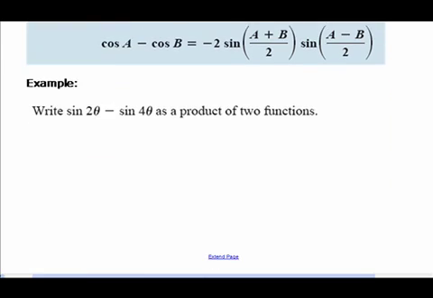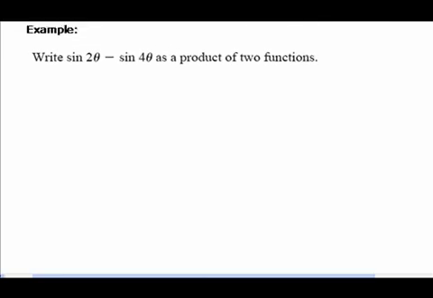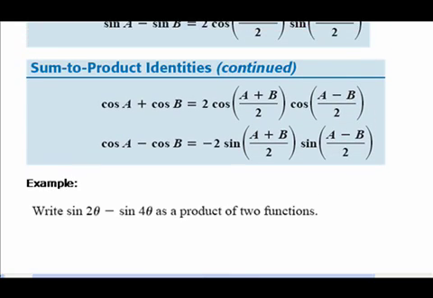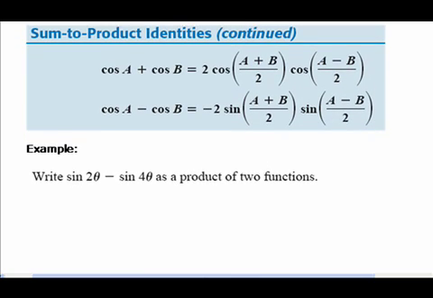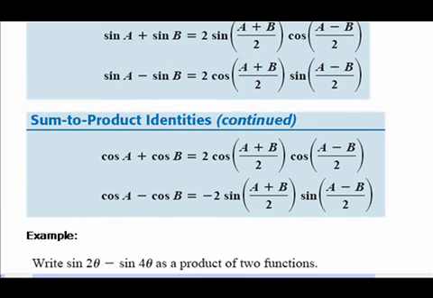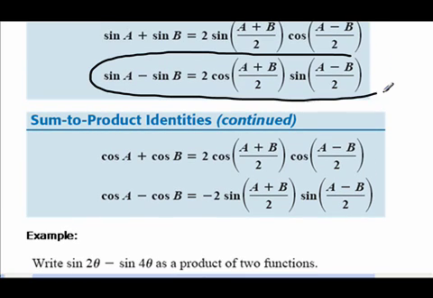Let's take a look at a specific example. It says let's write this difference as a product of 2 functions. So I see that we have a difference of sines asking us to write it as a product of 2 functions. So this would be a difference to product. So it looks like we want this one right here. There's the one that we want.